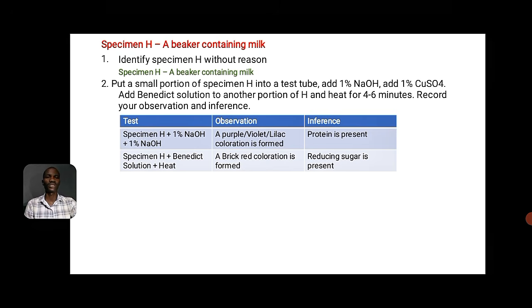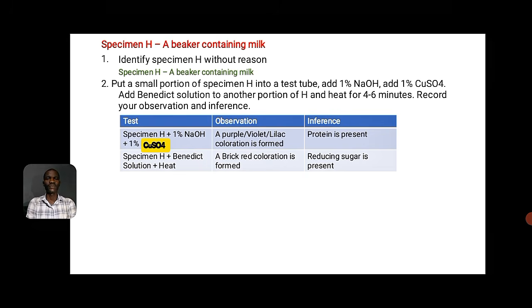So the first one is specimen H plus sodium hydroxide plus copper sulfate. In your observation, a purple or violet or lilac coloration is formed, indicating in your inference that protein is present.